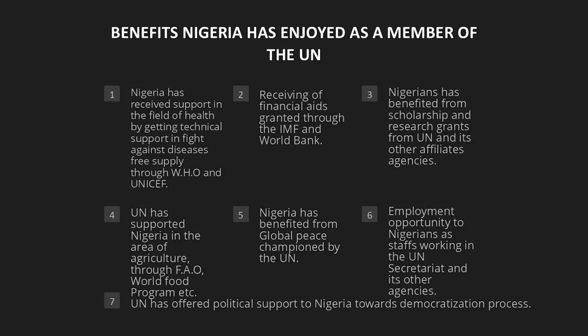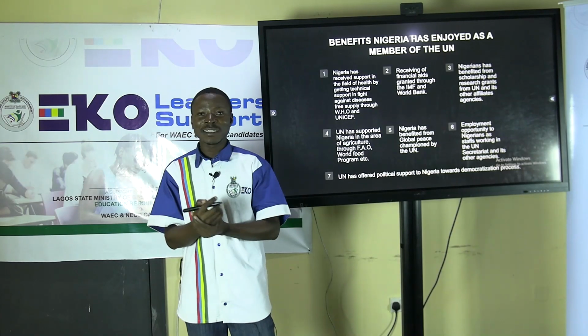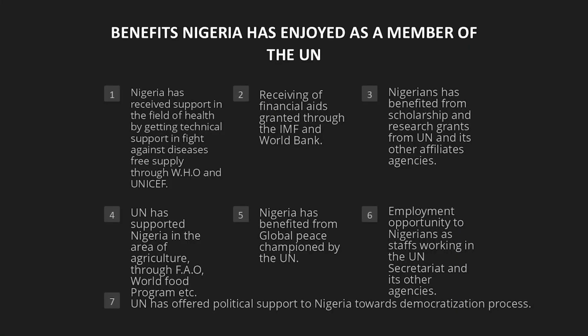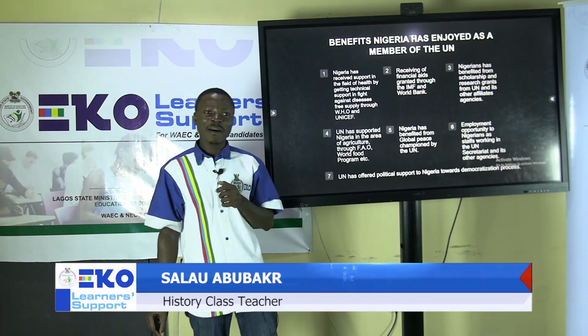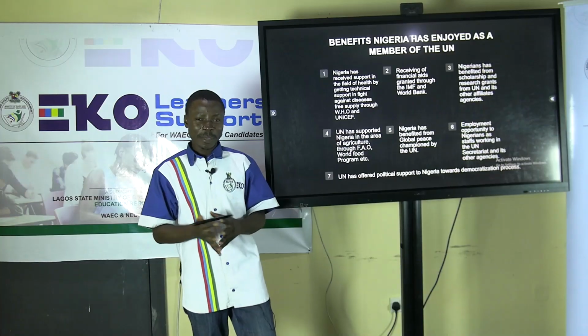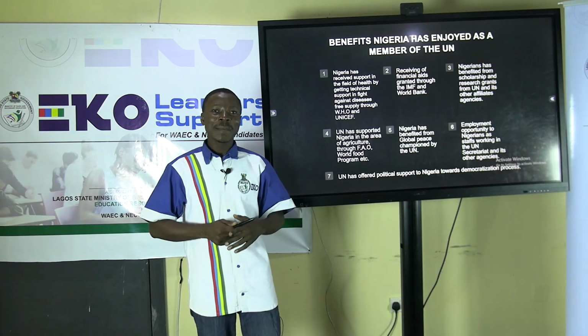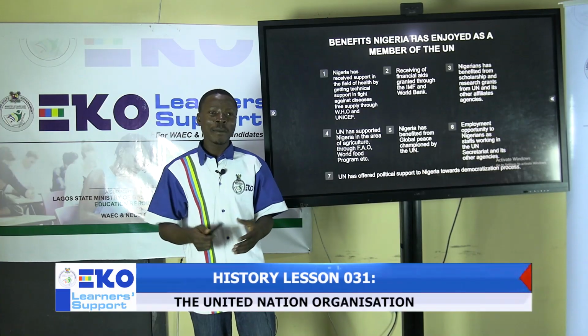Also, Nigeria has benefited from global peace and prosperity championed by the United Nations, which has given room for the economic growth and development that Nigeria is experiencing today, and also the employment opportunities enjoyed by Nigerians in the United Nations headquarters or its other affiliated agencies. Just like we have a Nigerian who has served at the International Court of Justice, The Hague, in the person of Teslim Elias. These are examples of how Nigerians have been able to benefit and show their skills to the global audience.